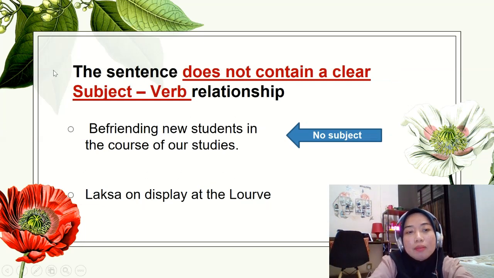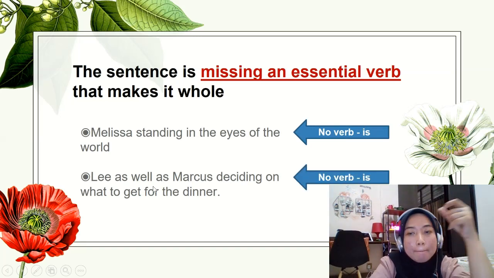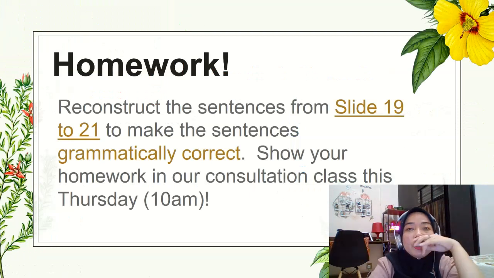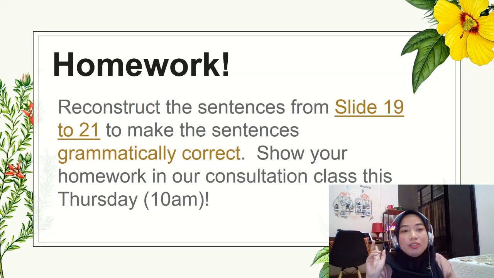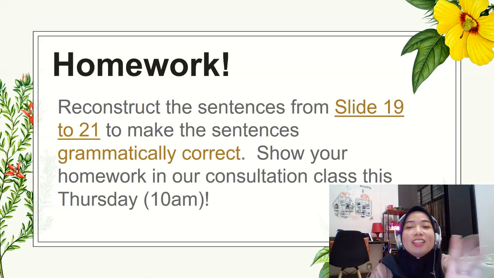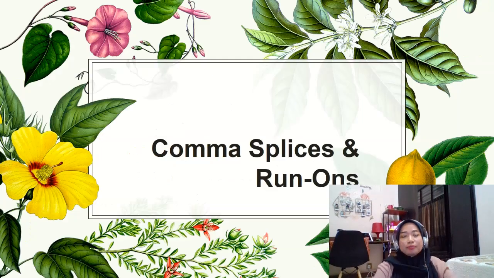What I want you to do is take a look at these sentences: 1, 2, 3, 4, 5, 6. Take a look at all these six sentences and try to reconstruct them and make them grammatically correct again. These are examples of fragments. Please write it down, and then on Thursday during our consultation hour, we would try and discuss the answers. Okay, please try and do that.